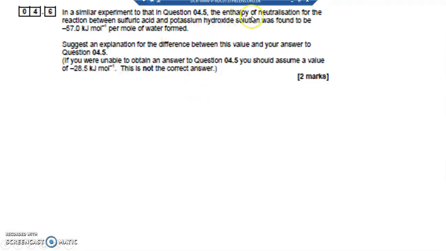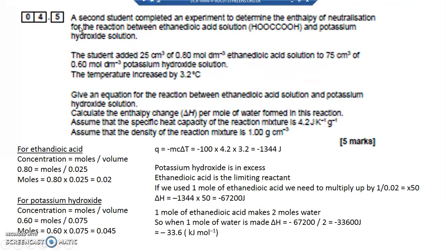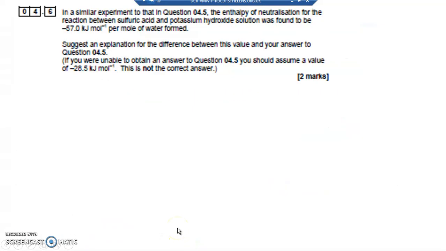In a similar experiment, the enthalpy of neutralization for the reaction between sulfuric acid and potassium hydroxide was found to be minus 57.0 kilojoules per mole. So, in other words, sulfuric acid and potassium hydroxide is more exothermic, minus 57 kilojoules per mole instead of minus 33.6 kilojoules per mole. Why is that? So, sulfuric acid is a strong acid. It's fully dissociated. So it's fully broken up into H pluses.